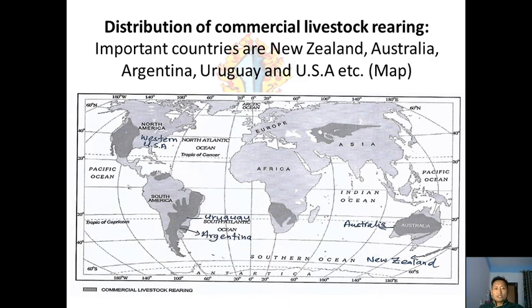So this particular map shows the distribution of commercial livestock rearing in the world. So nowadays, the following map indicates the regions where commercial livestock rearing is practiced. Regions such as New Zealand, here we have New Zealand, we have Australia, we have Argentina and Uruguay, and the western part of USA. So these are the regions where people are practicing commercial livestock rearing.